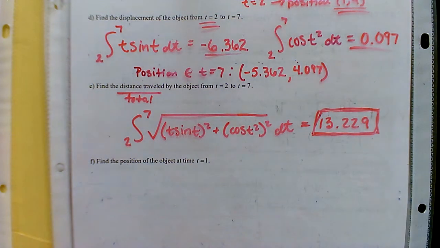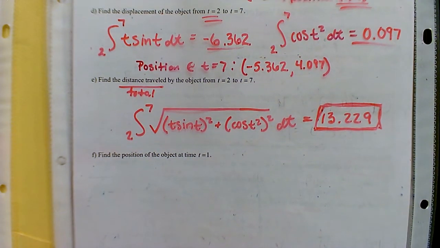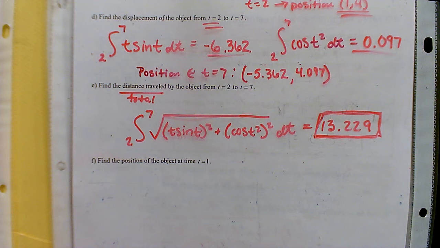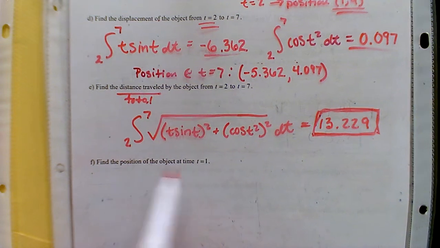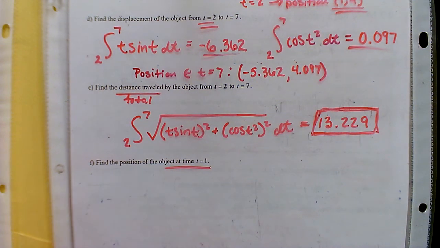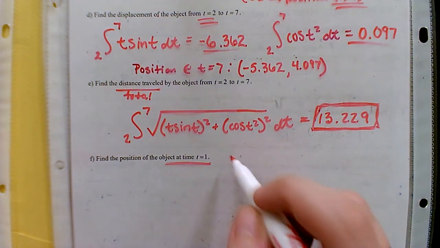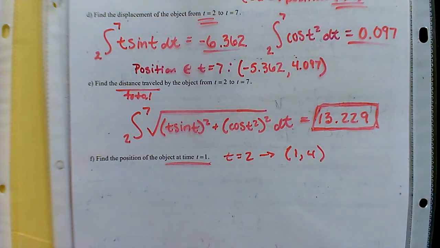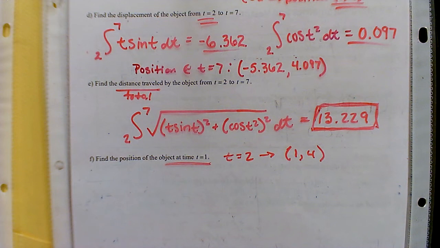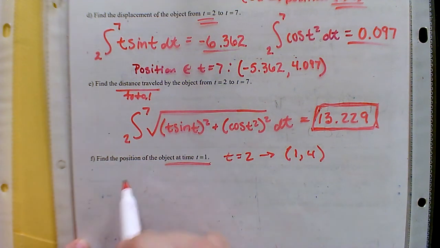All right, let's check out F. Find the position of the object at time 1. Maybe we can reference part D to help us with that, because we were able to figure out the position at time 7, even though that really wasn't part of the question, but this one is very similarly stated. We're just looking at time 1 here. So at time 2, we know the position is 1, comma 4. What do we have to figure out in order to get the position at time 1? Its displacement, how much it moved or how much it changed.